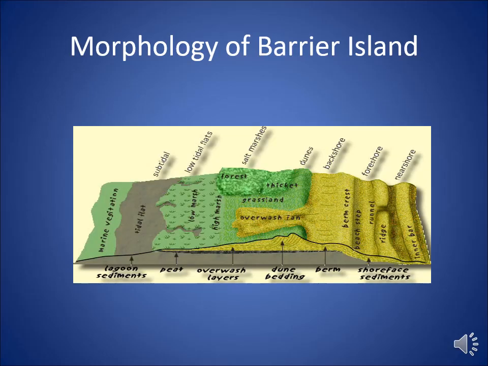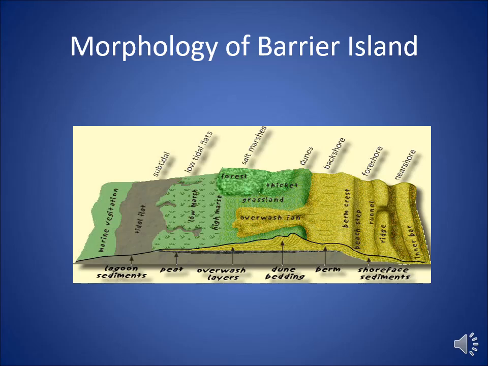Here we have a bird's eye view of the parts of the barrier island that were shown in the previous slide. So you can see what they look like if you were looking down from above, the bars in the nearshore, the berm, the dunes. The one thing that is different here is there's something called an overwash fan.